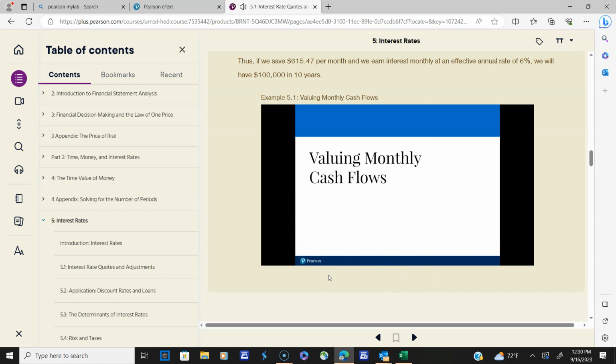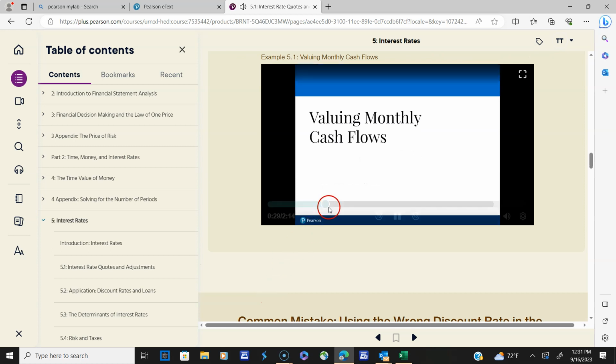Valuing monthly cash flows using an EAR quote. The thing to remember about interest rate quotes, effective annual rates, and in a few moments we'll see the annual percentage rate, is that these are interest rate quotes. They do not necessarily correspond to the actual interest earned. From these quotes, you need to calculate the actual interest rate earned. And in this example and the following example, we demonstrate how to do this.